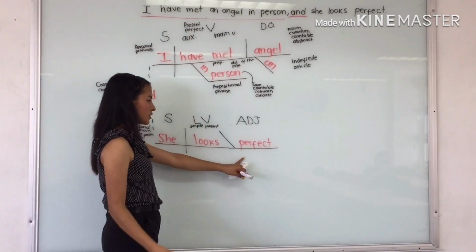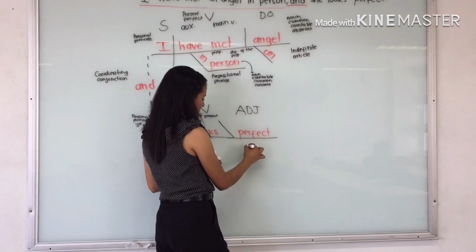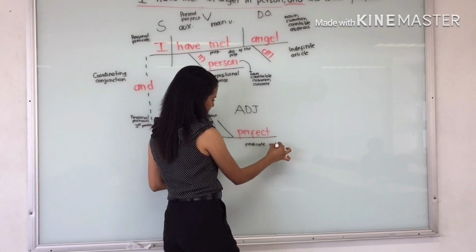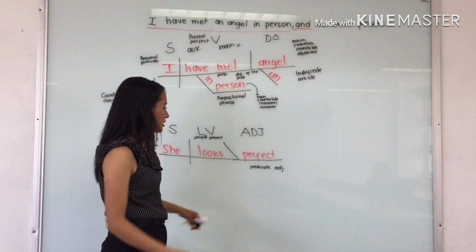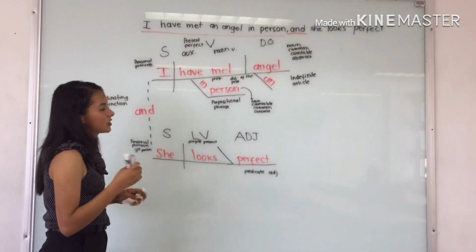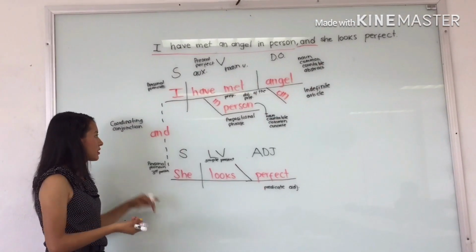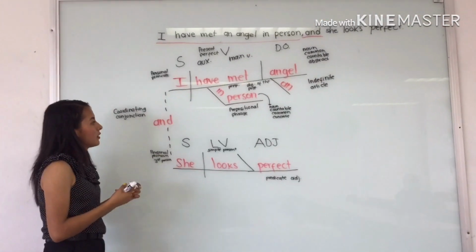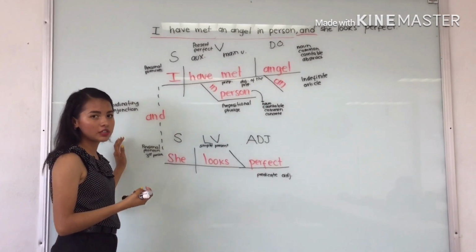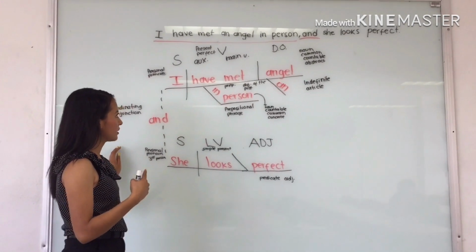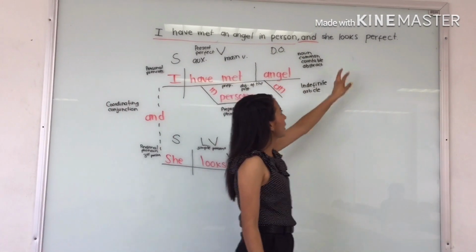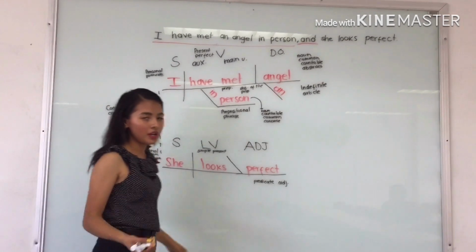And then we have our adjective, that is a predicate adjective because it is located in the predicate. So, the type of sentence that we have here is compound because of the coordinating conjunction. And it is not just for having the coordinating conjunction in your sentence that you have a compound sentence. It is because we have a comma before the coordinating conjunction, and after the coordinating conjunction, we have a subject and a verb. That's why we have a compound sentence.